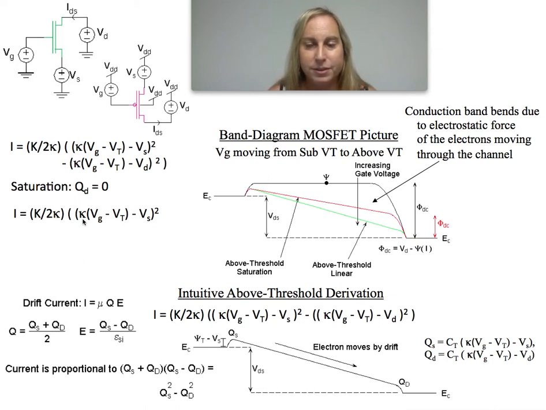So hopefully this structure gives you a good idea of the overall rough derivation for the above threshold MOSFET. Doing this more carefully requires a bit more work, but certainly can be done. And once you see the intuition of where you're going to go with it, it makes that level of derivation much, much easier to comprehend and understand.